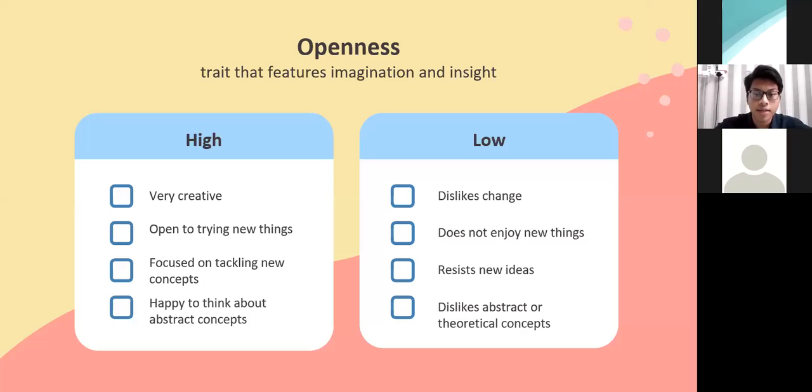So the first trait is openness, which features characteristics such as imagination and insight. People who are high in this trait are very creative. They tend to have a broad range of interests. They are curious about the world and other people, and eager to learn new things and enjoy new experiences. So in simple words, they are more open towards something new and something different.